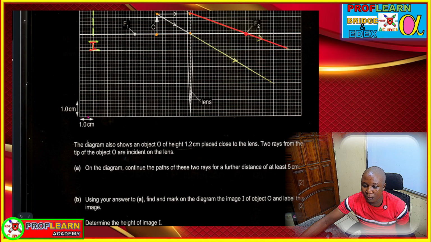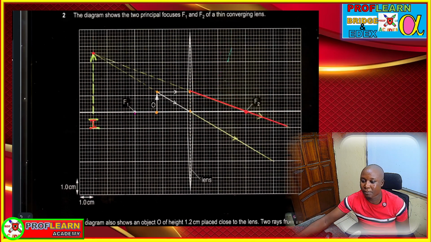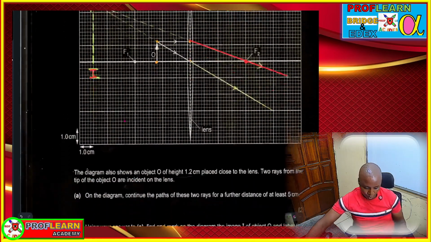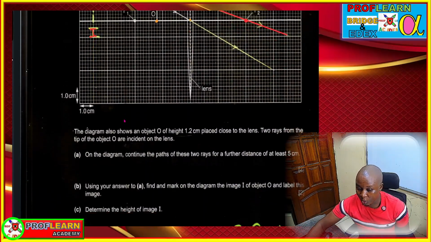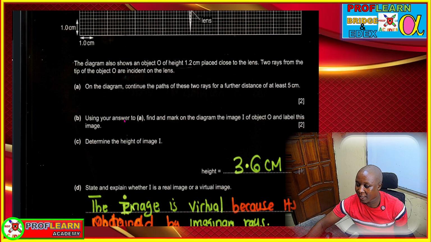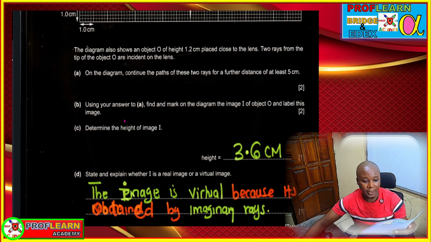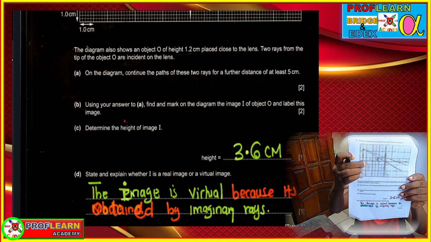We are told that these tiny small boxes, 5 of them represent 1 centimeter. So on the diagram, continue the path of these two rays. There is a ray that was given here, and this one that was given. Meaning we were to extrapolate the rays backward so that we can have our image, and mark on the diagram I. You can see I labeled that I like that, and then I labeled the image I there.